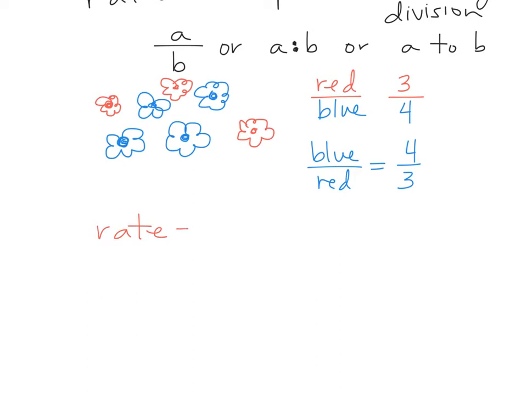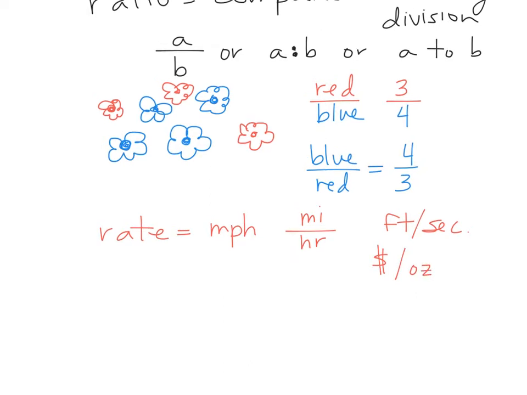So a rate is something like miles per hour, okay? That's a rate, miles per hour. Or you could say feet per second, okay? That would be a rate. So we're going to be dealing with some different rates. Sometimes if we go to the grocery store, it's dollars per ounce, how expensive something is per ounce of whatever it is you're buying, okay?